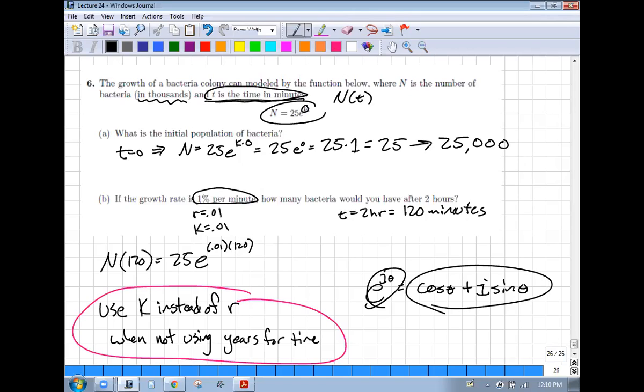Okay. So we plug this into our calculator. We start up here in the top, we take 0.01 times 120, which is 1.2, and then we do the e to the x, and now we multiply that by 25, and we get 83. So this would be 83,000. So after 120 minutes, starting off with 25 bacteria, we suddenly have 83,000 bacteria.